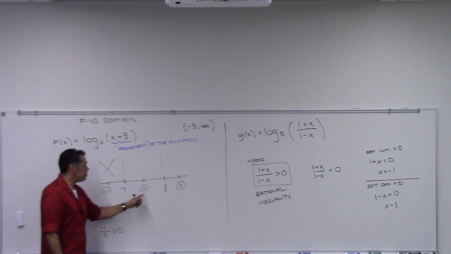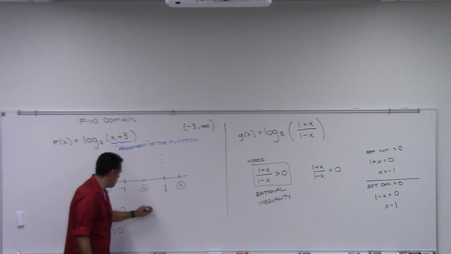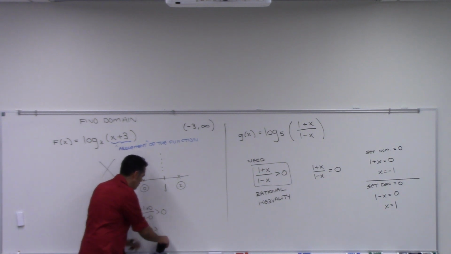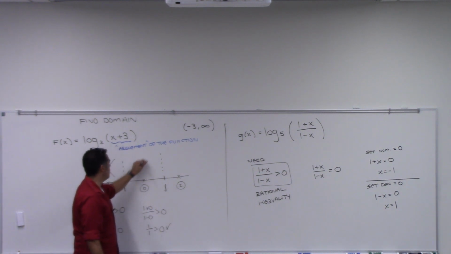How about 0? Let's try 0 in there. 1 plus 0 over 1 minus 0. Is that greater than 0? So that's 1 over 1. That's 1. That's greater than 0. That's true, right? So I want to include that.